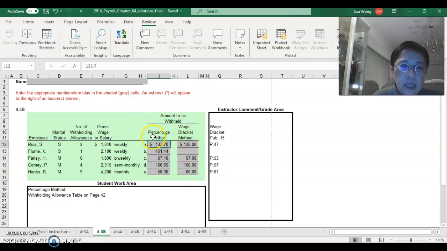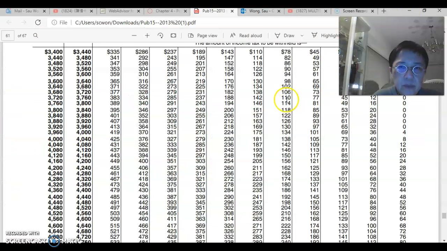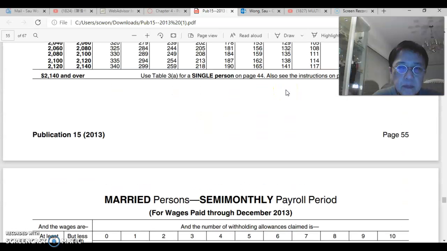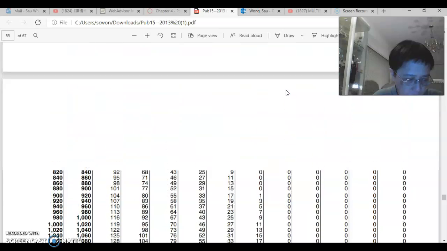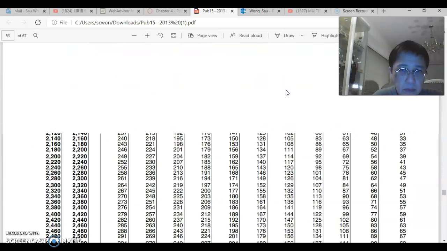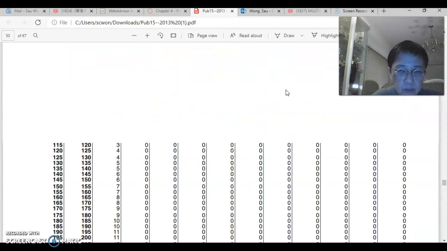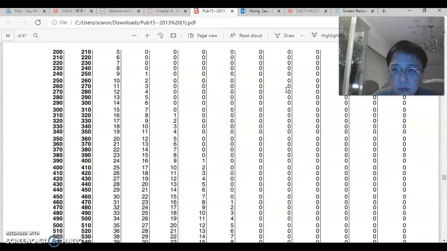Now we're going to look at the percentage method. The percentage method is a little bit complicated. You have to pay attention to the number of withholding allowances. So let's go to the single person with $1,040 weekly. Let's go all the way up to the withholding allowance table.